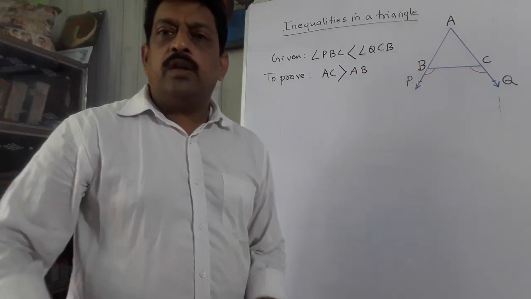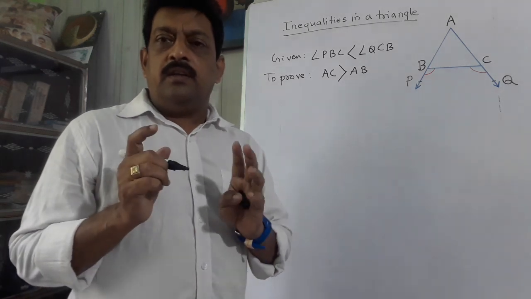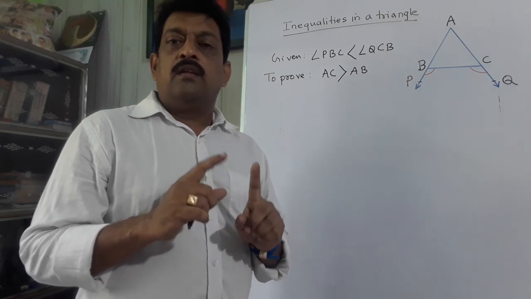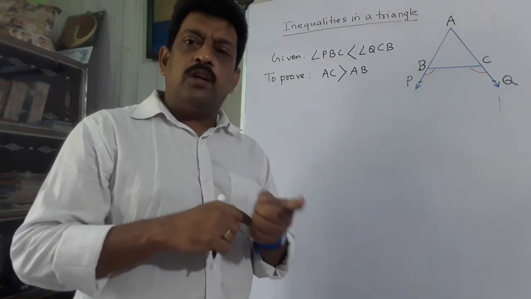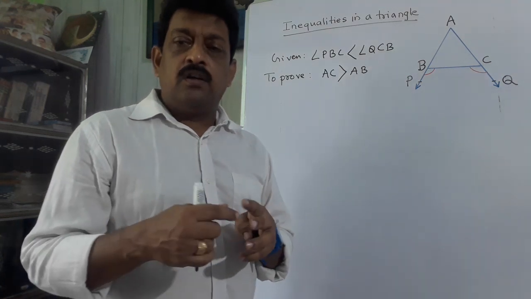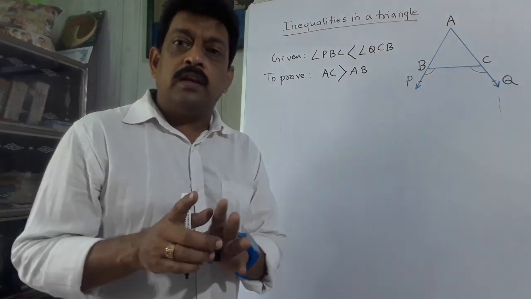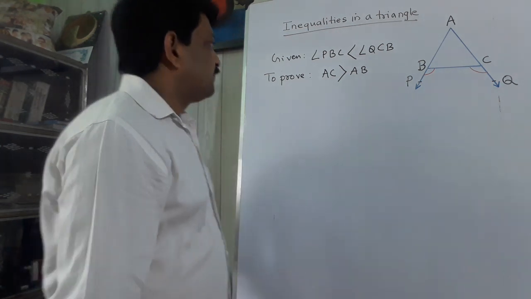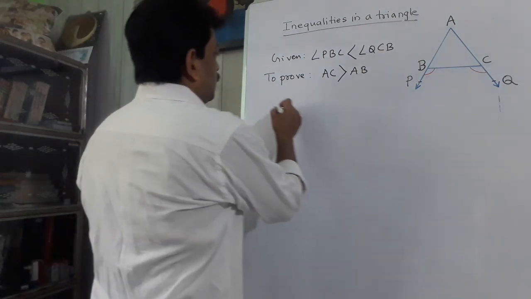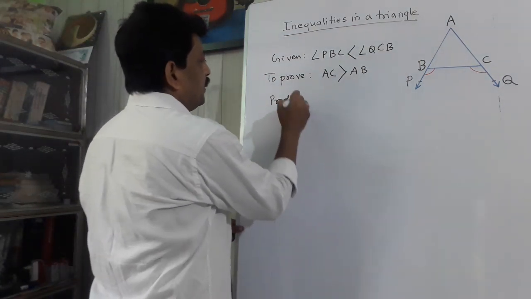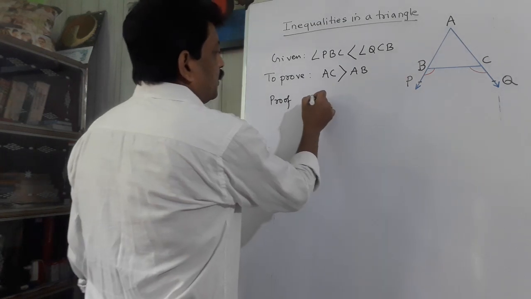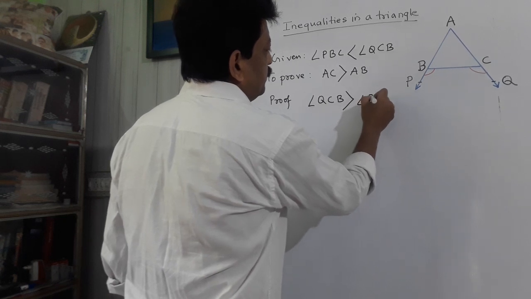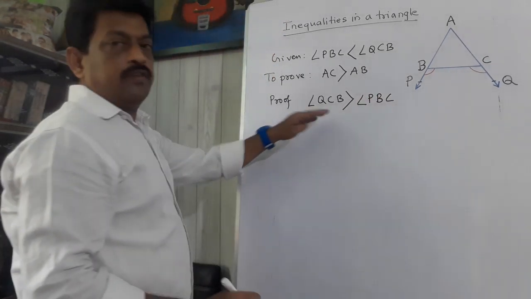So here we are going to use the property that in a triangle, if all the sides are unequal, then the longer side has greater angle opposite to it and its converse, or we can say the smaller angle has shorter side opposite to it and its converse. So here in this triangle it is given that angle QCB is greater than angle PBC. It is given in the question.